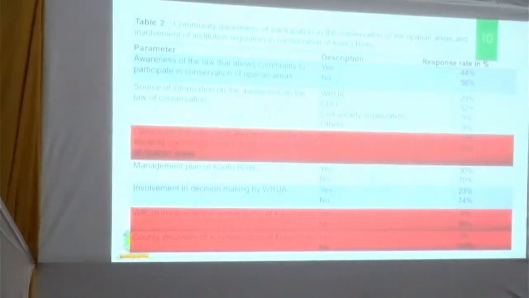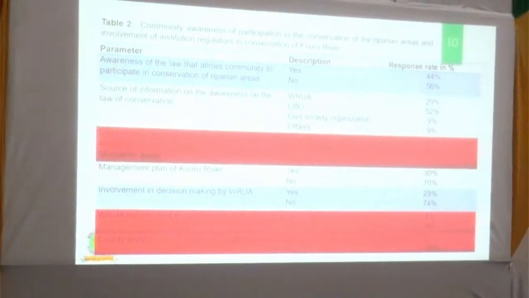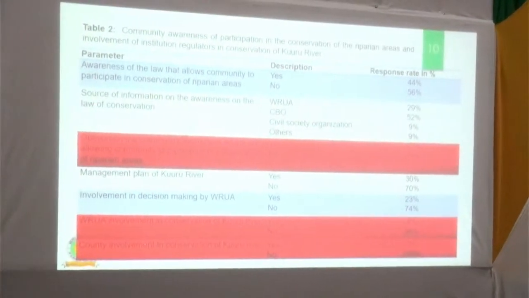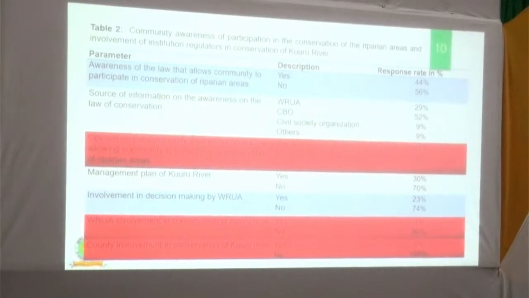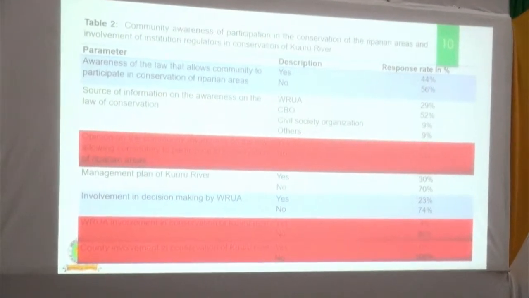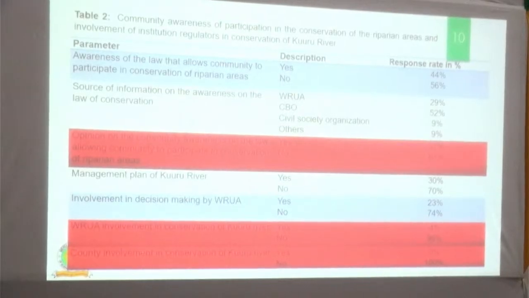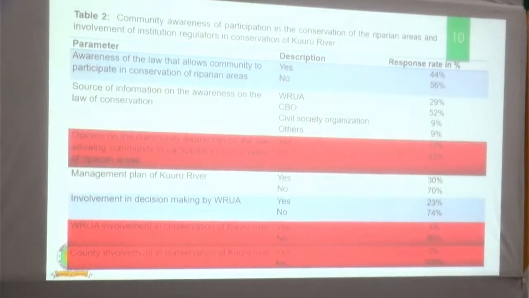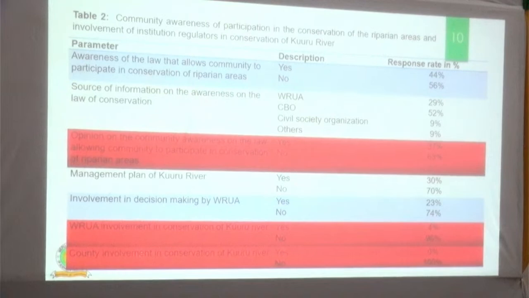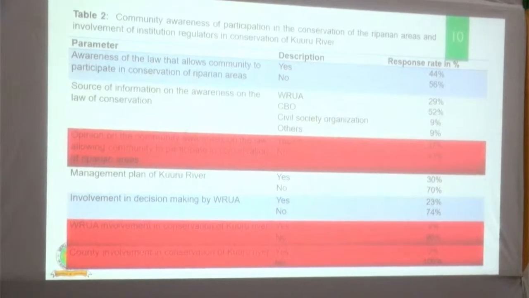Then opinion on the community awareness on the law, yes says they are aware of the laws, then 63 says they are not. Management plan of the Kuru River, 30% says they know that there is a management plan, while 74% are not aware of the management plan. Involvement in decision making by the RUA, only 23 have been involved by the RUA.